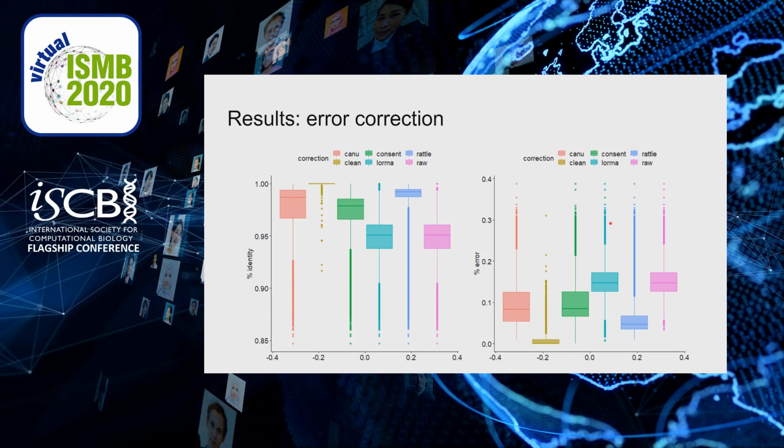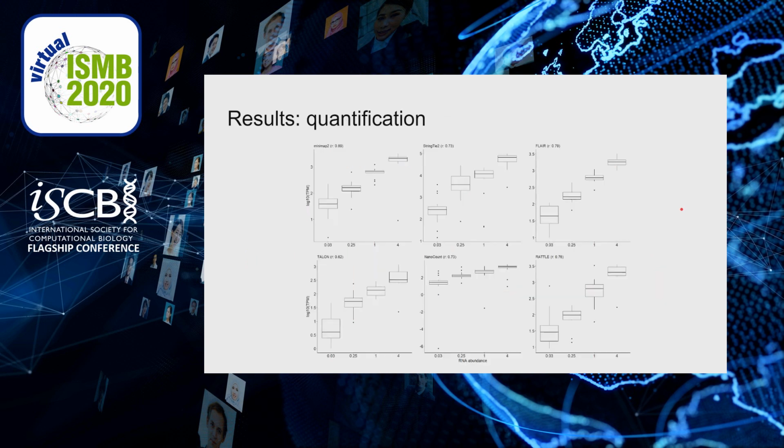Regarding the error correction, we can see how RATTLE improves the percentage of identity, being really close to 1, and the error rate is really close to 0 compared to the raw data, which is the pink box. There is this other tool, TranscriptClean, that offers better results in terms of identity and error correction, but it is a reference-based method.